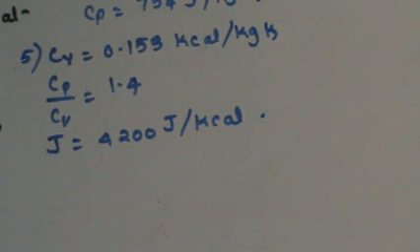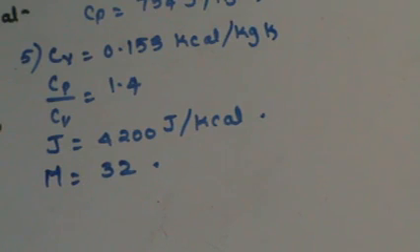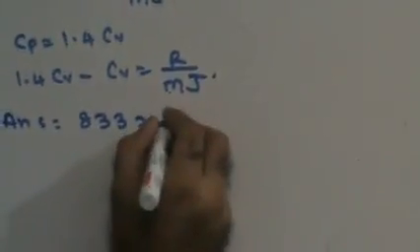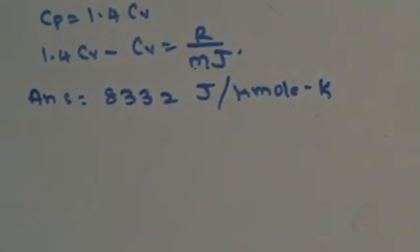Now they've said that specific heat of oxygen. We know that molecular weight of oxygen is 32, right? Now, let's see this. I can straight away use the formula Cp minus Cv is R upon Mj, where I can say Cp is 1.4 Cv. So 1.4 Cv minus Cv is R upon Mj. I presume we have all the values. We should be able to solve this and get the answer. The answer for this sum should be 8332 joules per kilomole Kelvin. Next, take our next sum please.